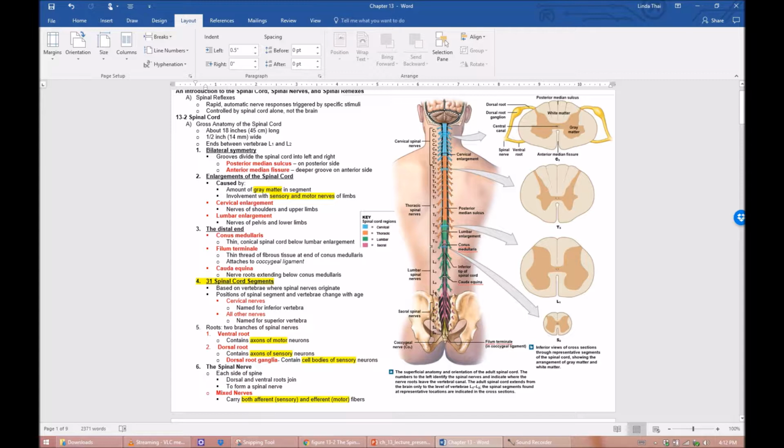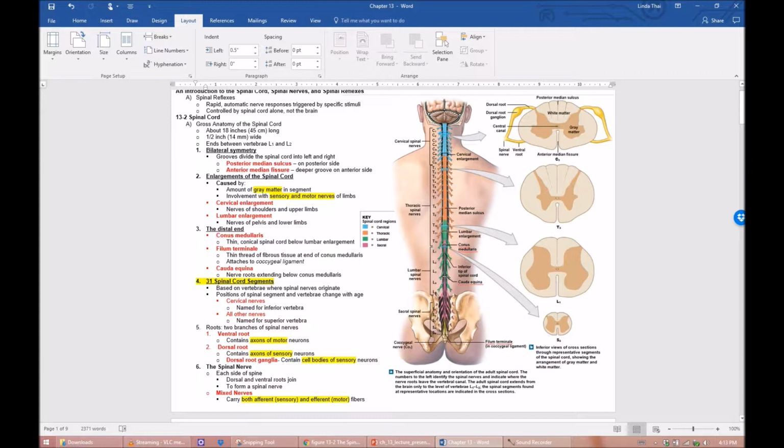Enlargements of the spinal cord are caused by the amount of gray matter in the segment. So this involves sensory and motor nerves of the limbs. The cervical enlargement contains the nerves of the shoulders and upper limbs. The lumbar enlargement contains the nerves of the pelvis and lower limbs. So at the distal end, we have the conus medullaris. This is a thin conical spinal cord that's located just right below the lumbar enlargement.